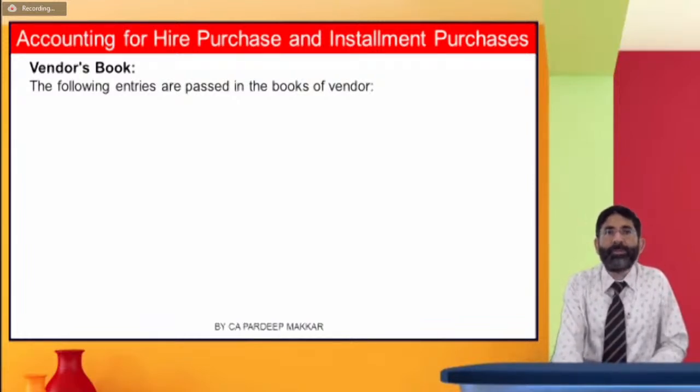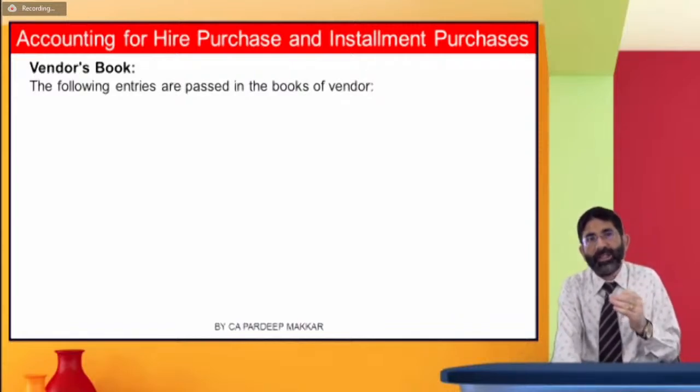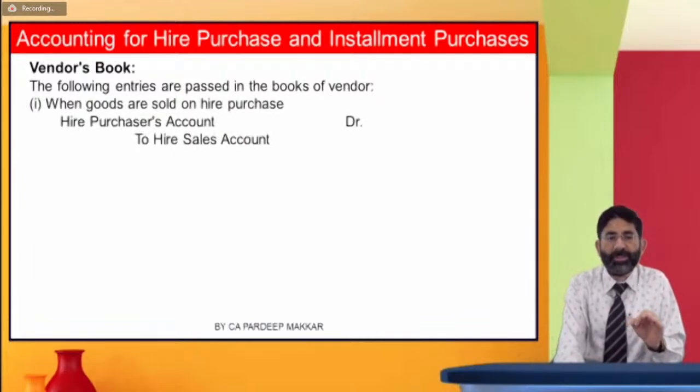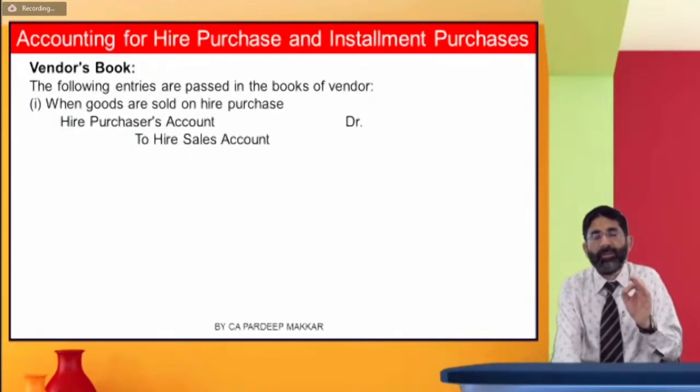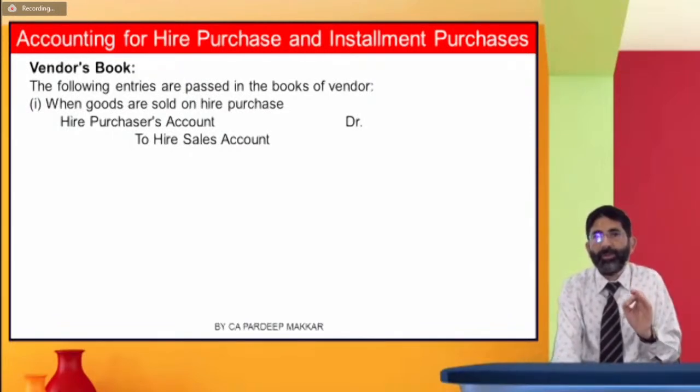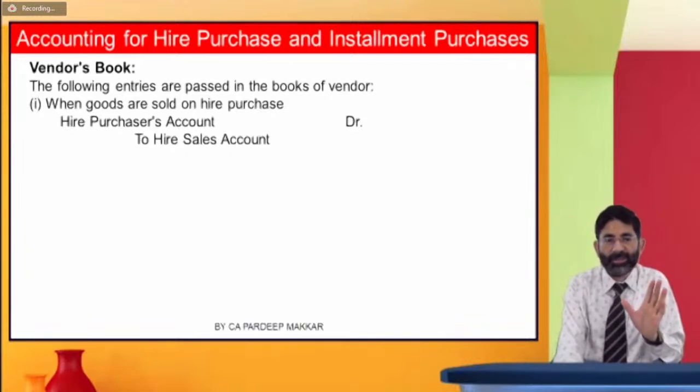Vendor's books. In the vendor's books, entries will be with the assumption that I am selling the goods as a normal seller. I am not selling the goods as a different type of seller. So the entries will be simple. When goods are sold on hire purchase basis, a simple entry is there. Whenever we are selling goods to any person, what is the entry? Creditor account debit to sales. So the entry is the same. Creditor means hire purchaser here. Like in this case, A is the hire purchaser.